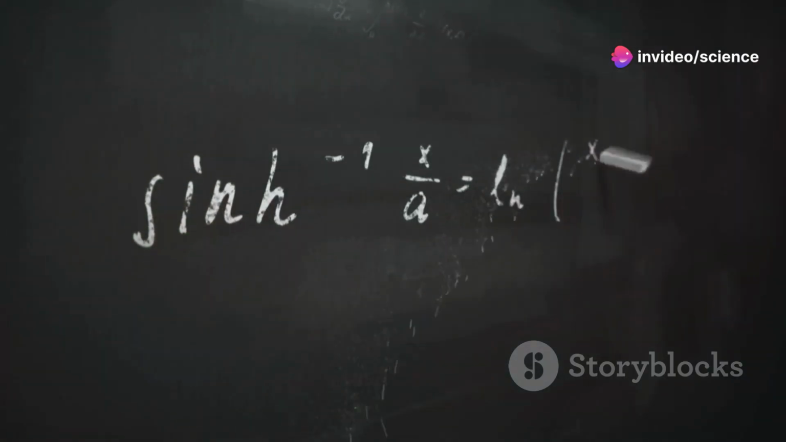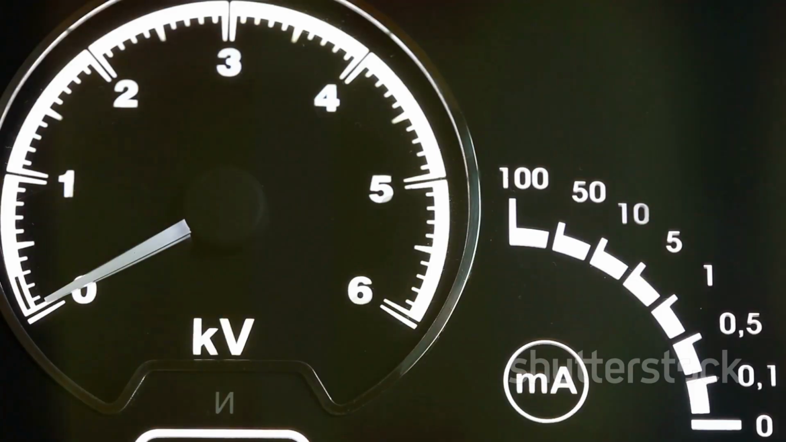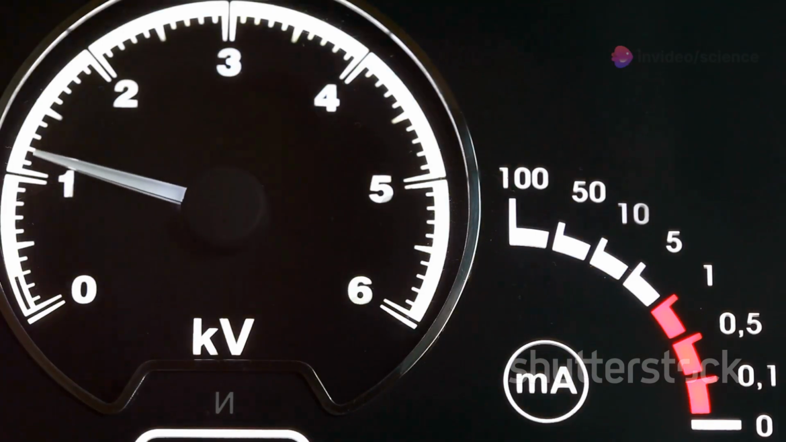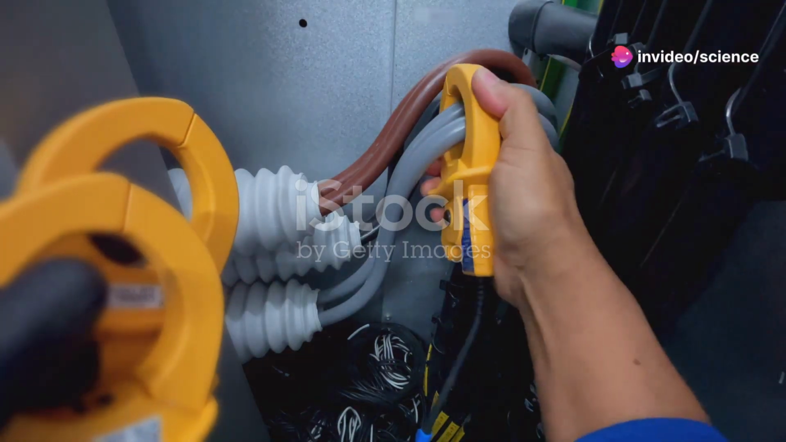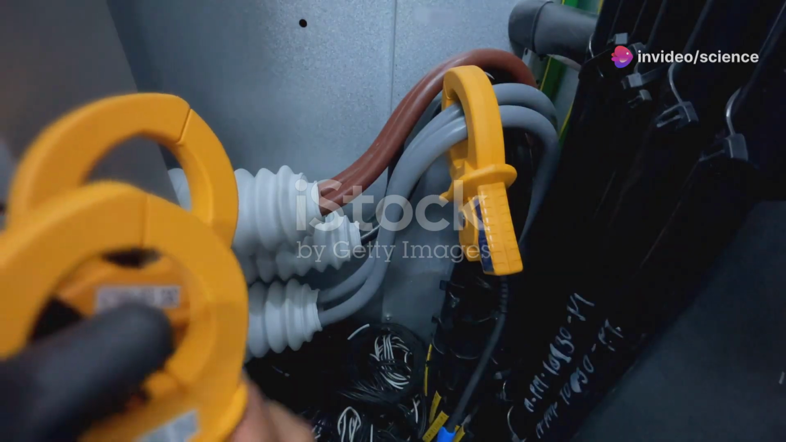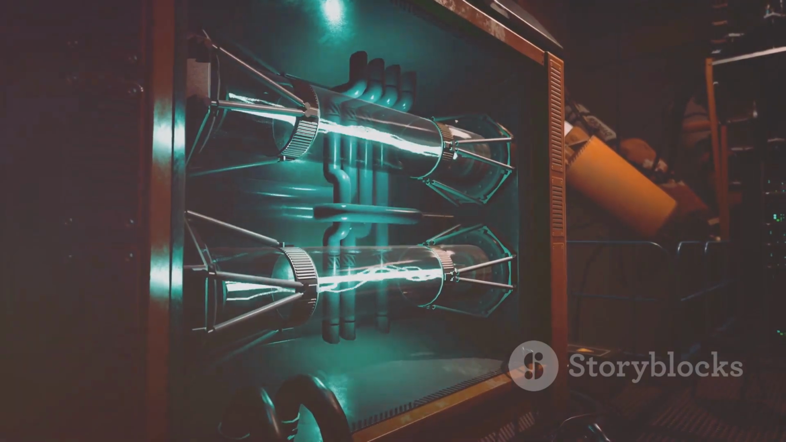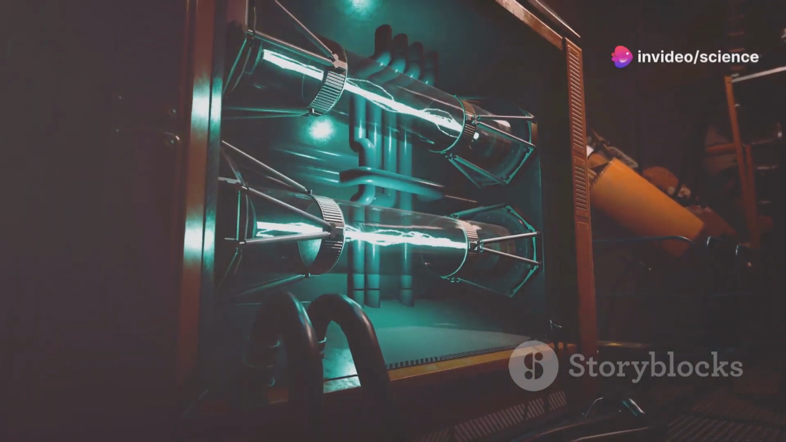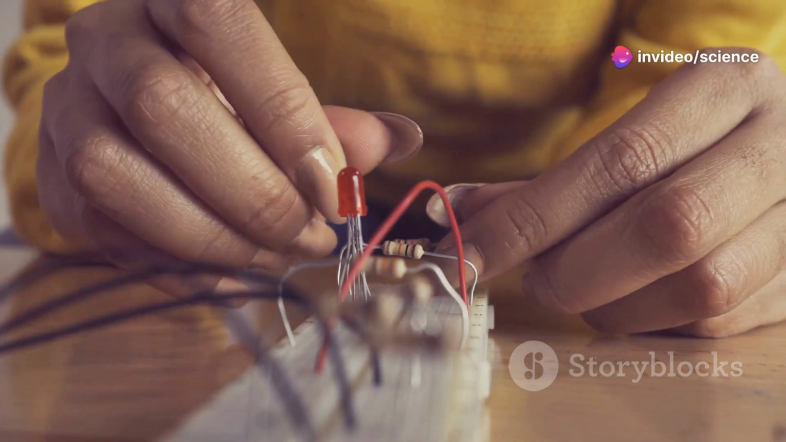This relationship is neatly summed up in the famous equation V = IR. V represents voltage, which is like the electrical pressure pushing electrons through the circuit. I stands for current, which is the flow of electric charge, like the amount of water flowing through a pipe. And R represents resistance, which is the opposition to the flow of current, similar to how a narrow pipe restricts water flow. Ohm's law is a fundamental principle in electrical engineering and physics.